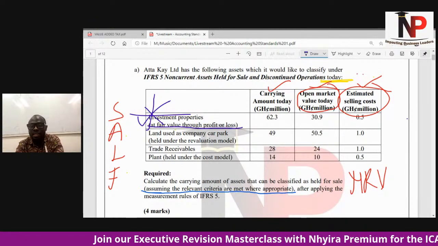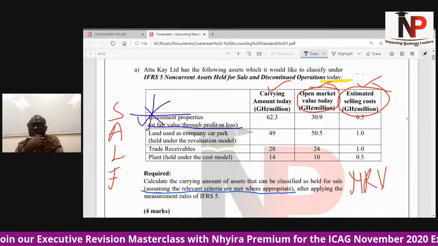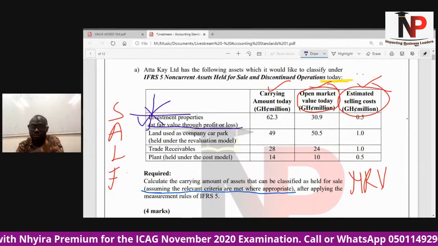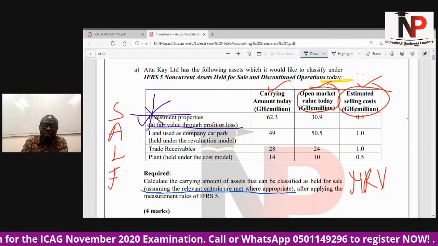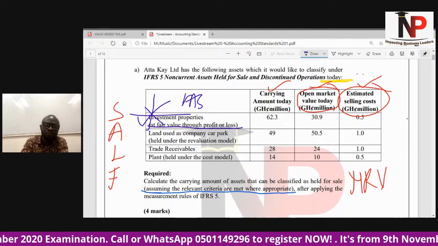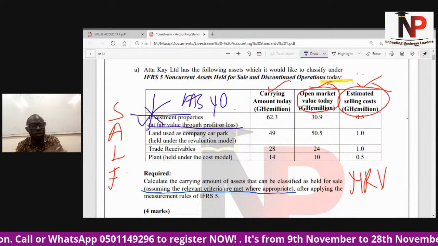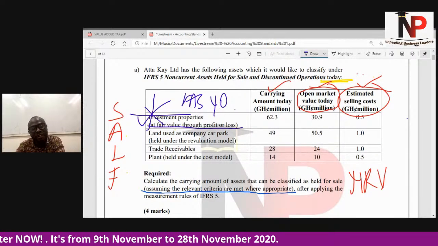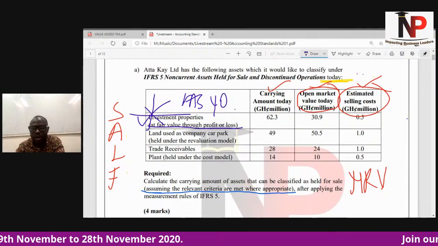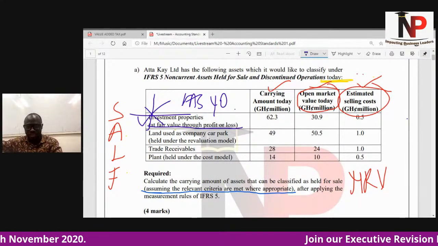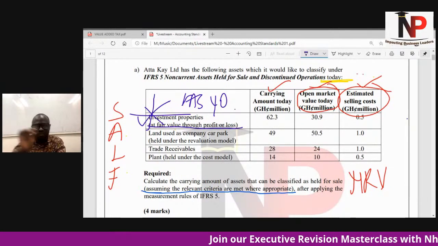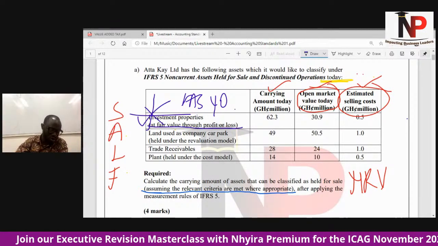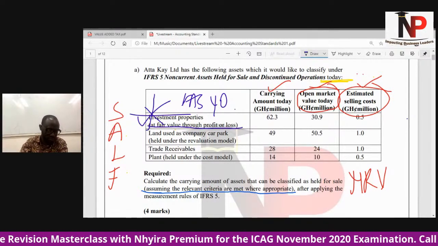So property number 1 is out. It is not going to be included in our workings because it's an investment property. It has to be accounted for in accordance with IAS 40 Investment Property, so that is going to be out of the system. Remember the requirement said, calculate the carrying amount of assets that can be classified. The first asset cannot be classified as held for sale or discontinued operation.